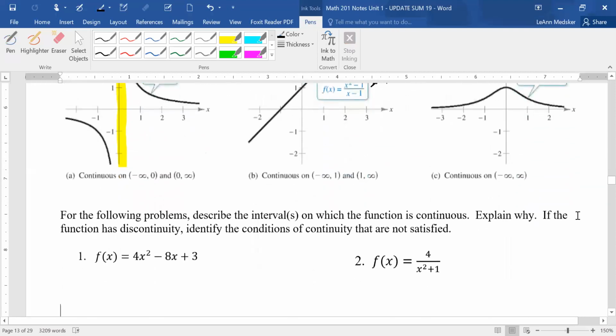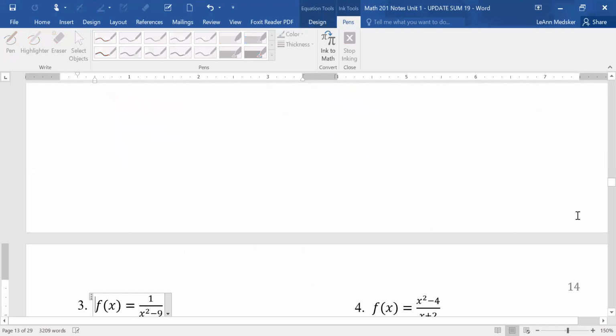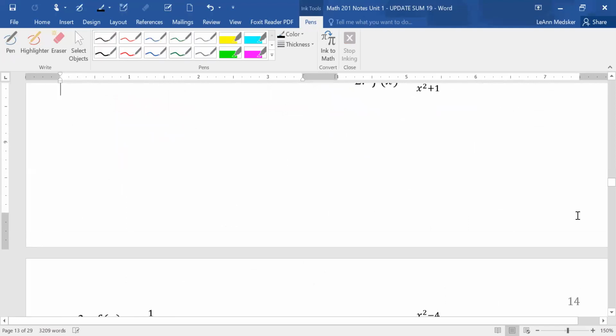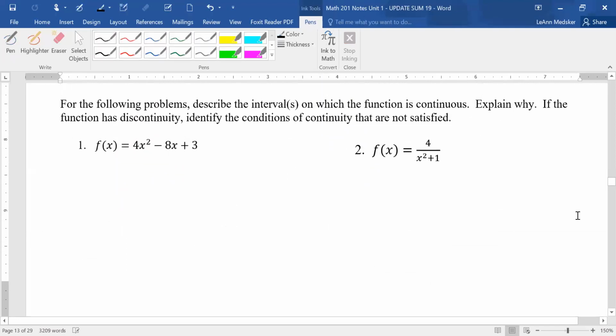Okay, and we are going to do numbers 1 and 2 because they're both completely continuous, and I'll explain why. And then we'll save the rest of these for once we've learned about limits a little more. So for the following problems, describe the intervals on which the function is continuous and explain why. If the function has a discontinuity, identify the conditions of continuity that are not satisfied. So that means we'll have to tell which of the 3 conditions up in the box it broke. But the two I've picked to do for the video are both continuous on their whole number line.